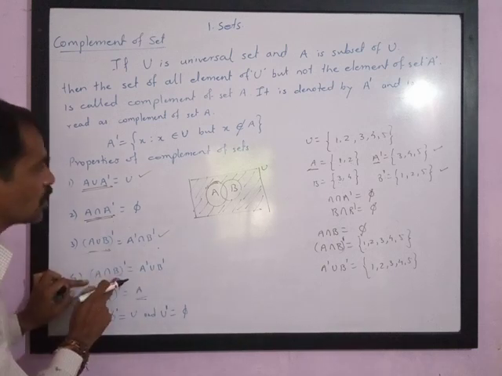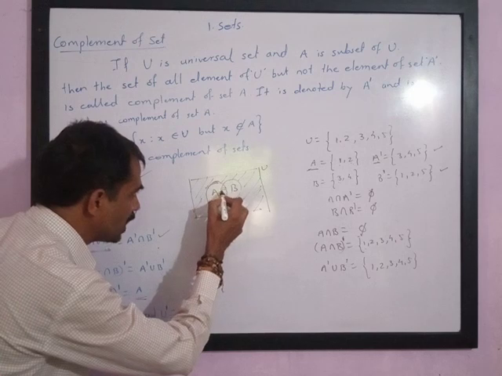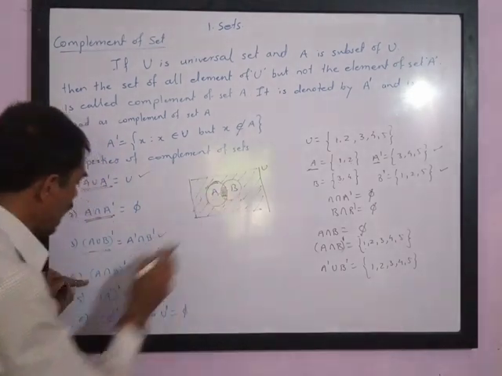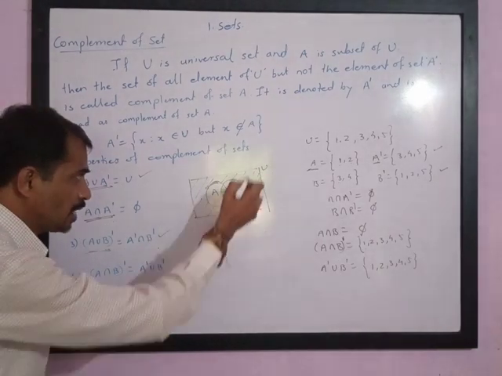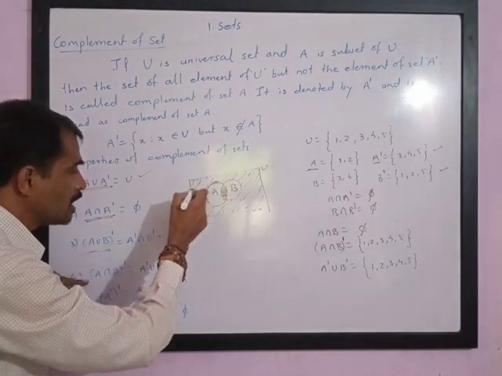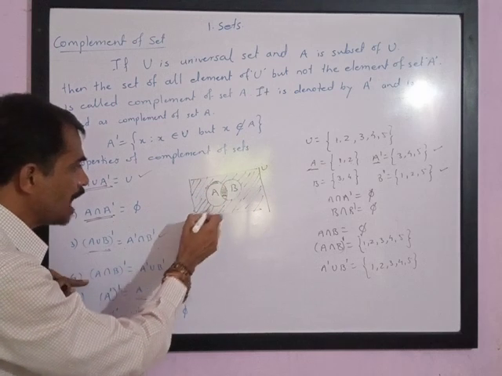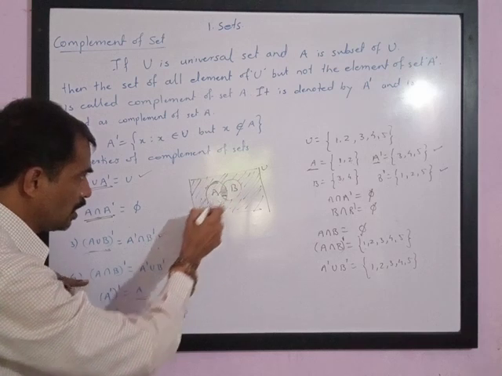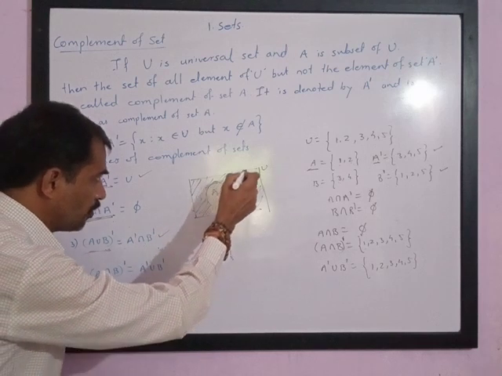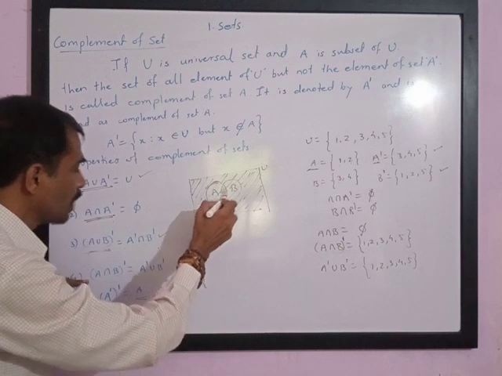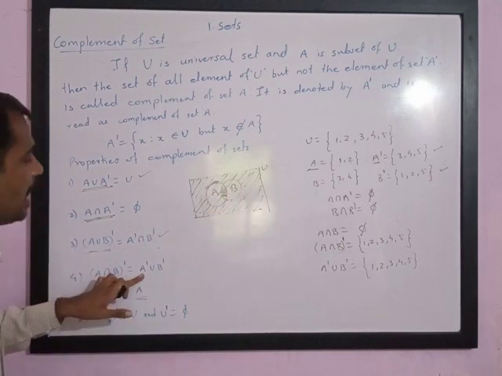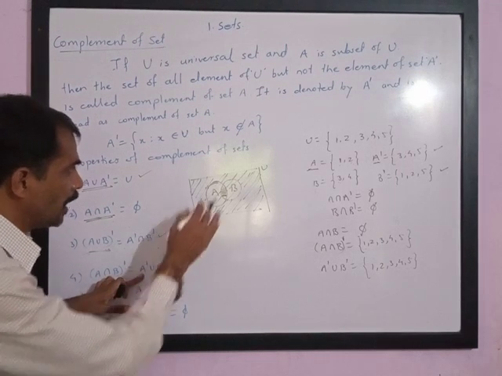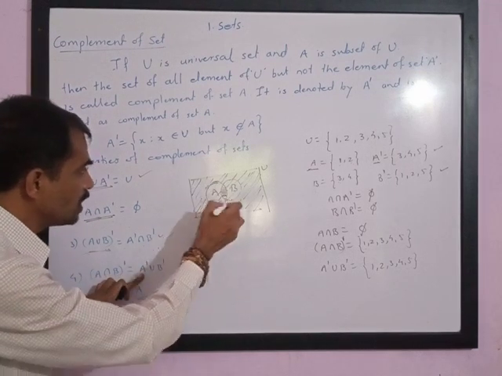Next, A intersection B's complement. This part is A intersection B. Now all the other part, this unshaded part as well as this shaded part with slanted lines, is the total complement of A intersection B. And A complement union B complement, you will notice that they have the same region.